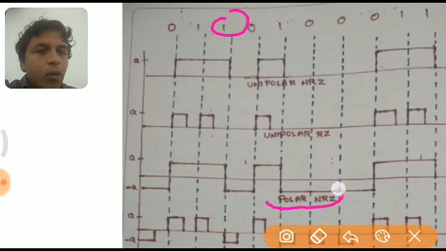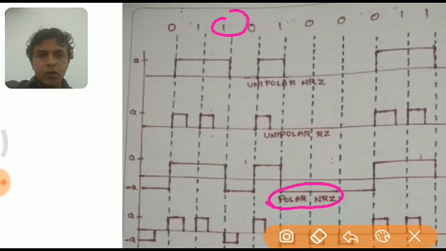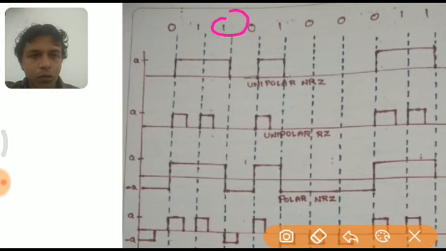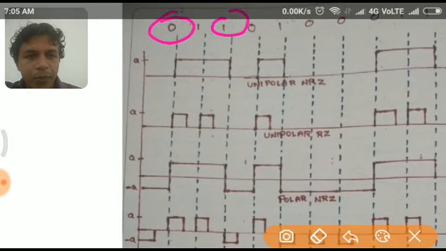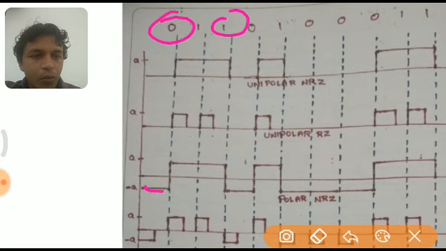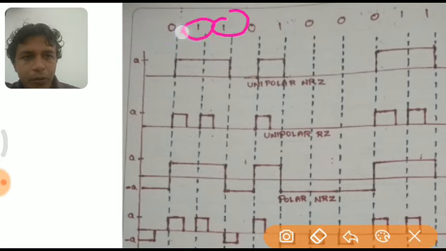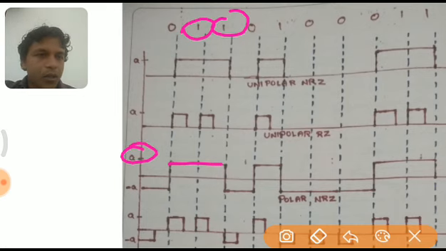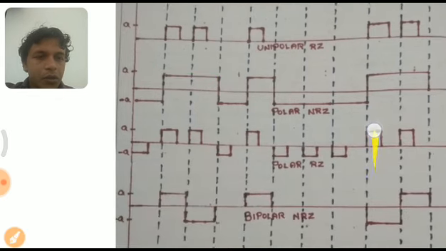Now polar non-return to 0. Polar non-return to 0 means the bit value 0 is represented by a negative amplitude level, and the bit value 1 is represented by a positive amplitude level. So 0 is represented by a negative amplitude level of minus A volt, and 1 is represented by a positive amplitude level of A volt. For the entire bit sequence, this is the representation, and this is the line coding format using the polar non-return to zero technique. Now let us speak about polar return to zero.